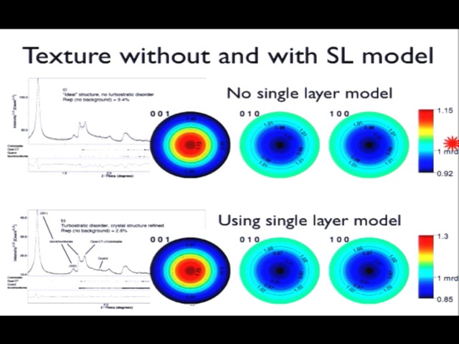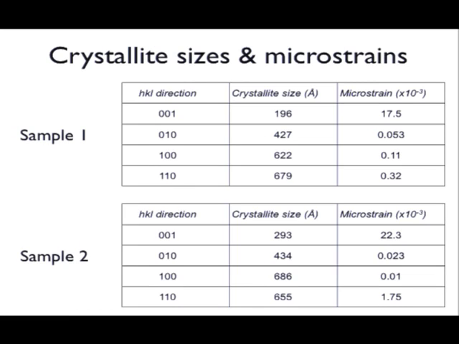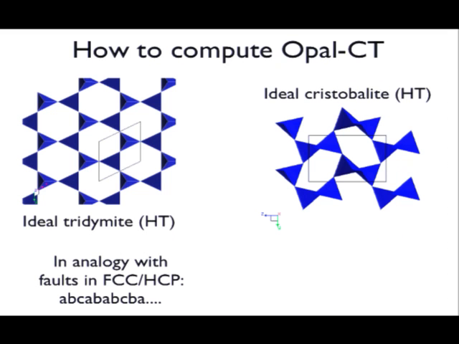And you see that actually the texture is a little bit, okay, it's not a strong texture here. Actually, this is 1.3, so it's 30%, but you get half of it if you don't use the correct model. Okay, crystallite size and microstrain, different direction, just to show how they differ.